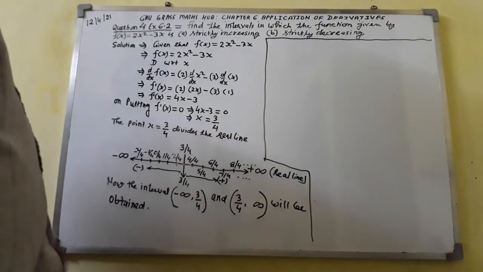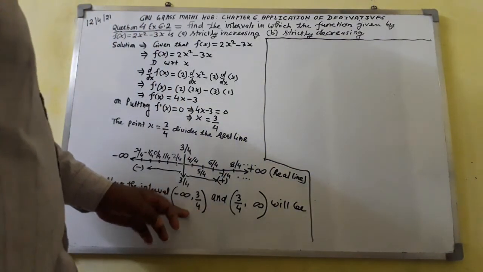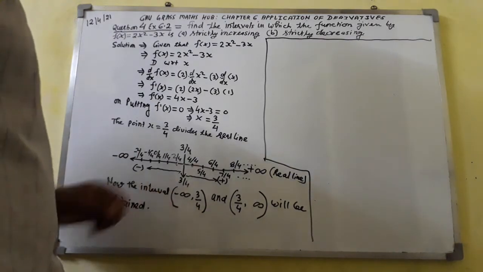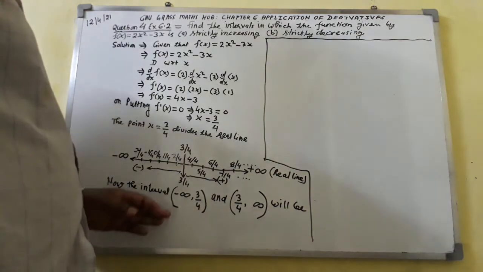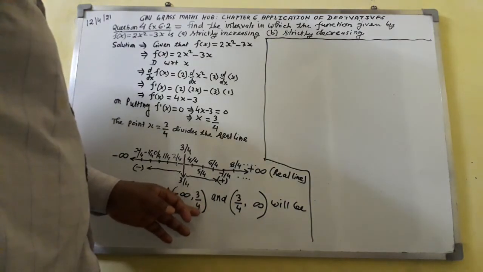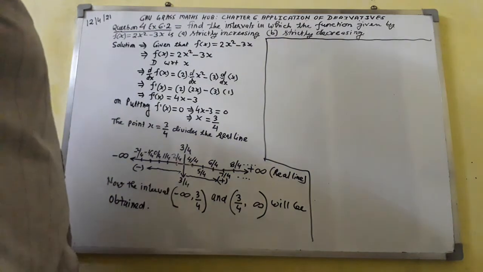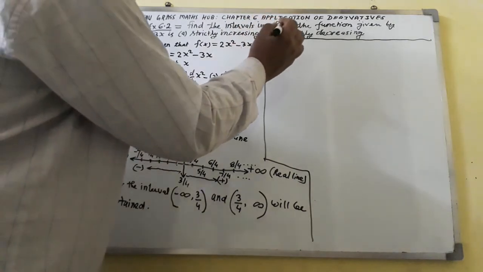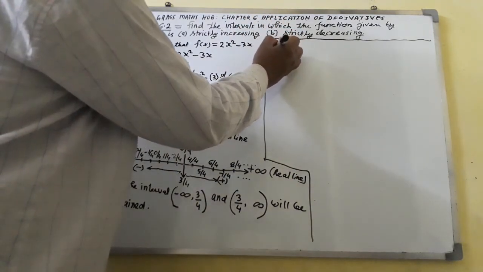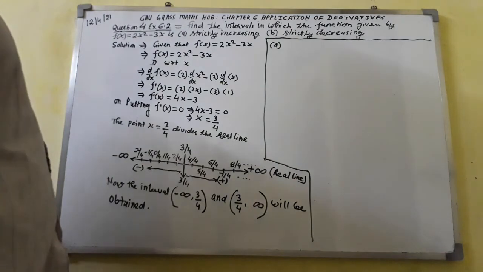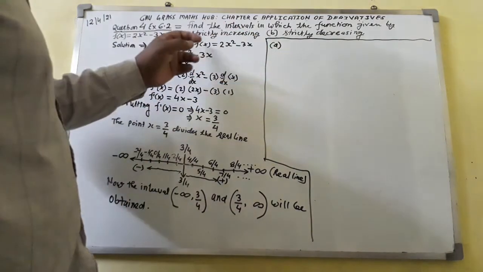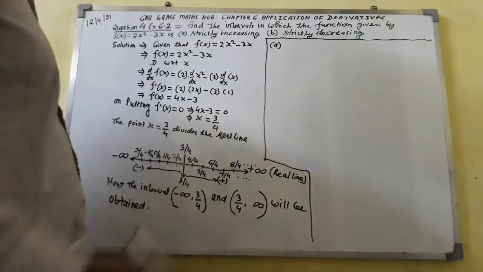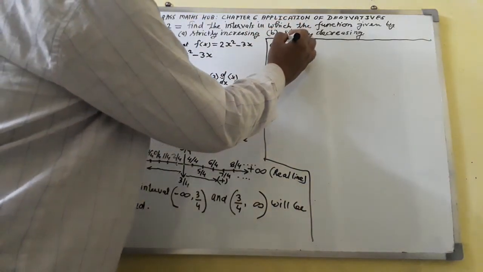I shall take the first interval, open interval minus infinity comma 3/4 open interval. So here I shall write alpha A. It says f of x is strictly increasing. So here I shall write A.